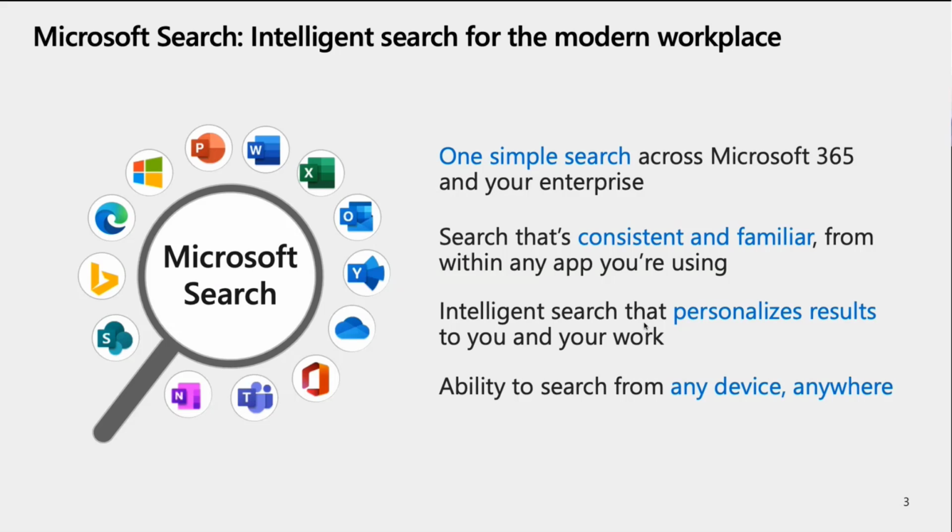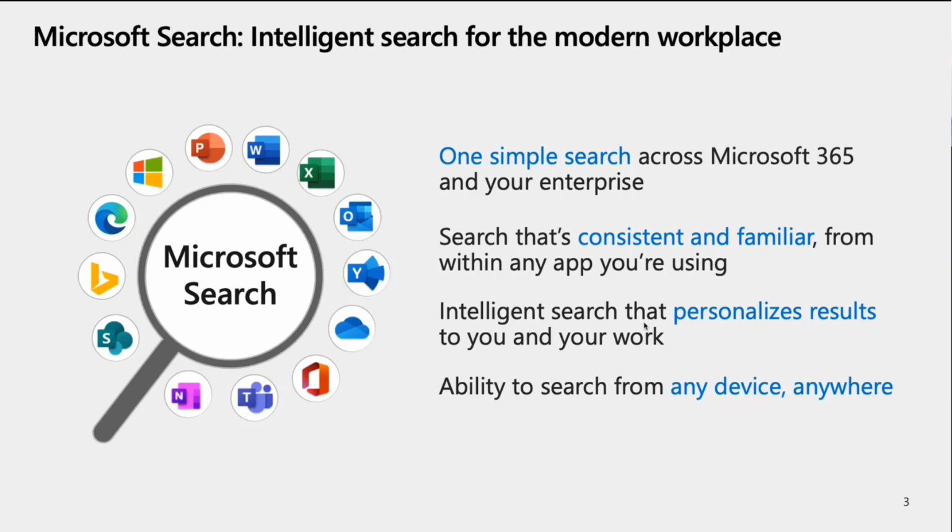So to start with, Microsoft Search is an intelligent search for modern workplace. The idea over here is that for our Microsoft users, and by Microsoft users, I mean our Microsoft 365 users, which encompasses a variety of products. On your left-hand side, you can see there's a gamut of products like Bing, Office.com, SharePoint, Outlook, Teams, and so many more. And the idea over here is how do we have one simple search across all of these Microsoft 365 products and for the enterprise.